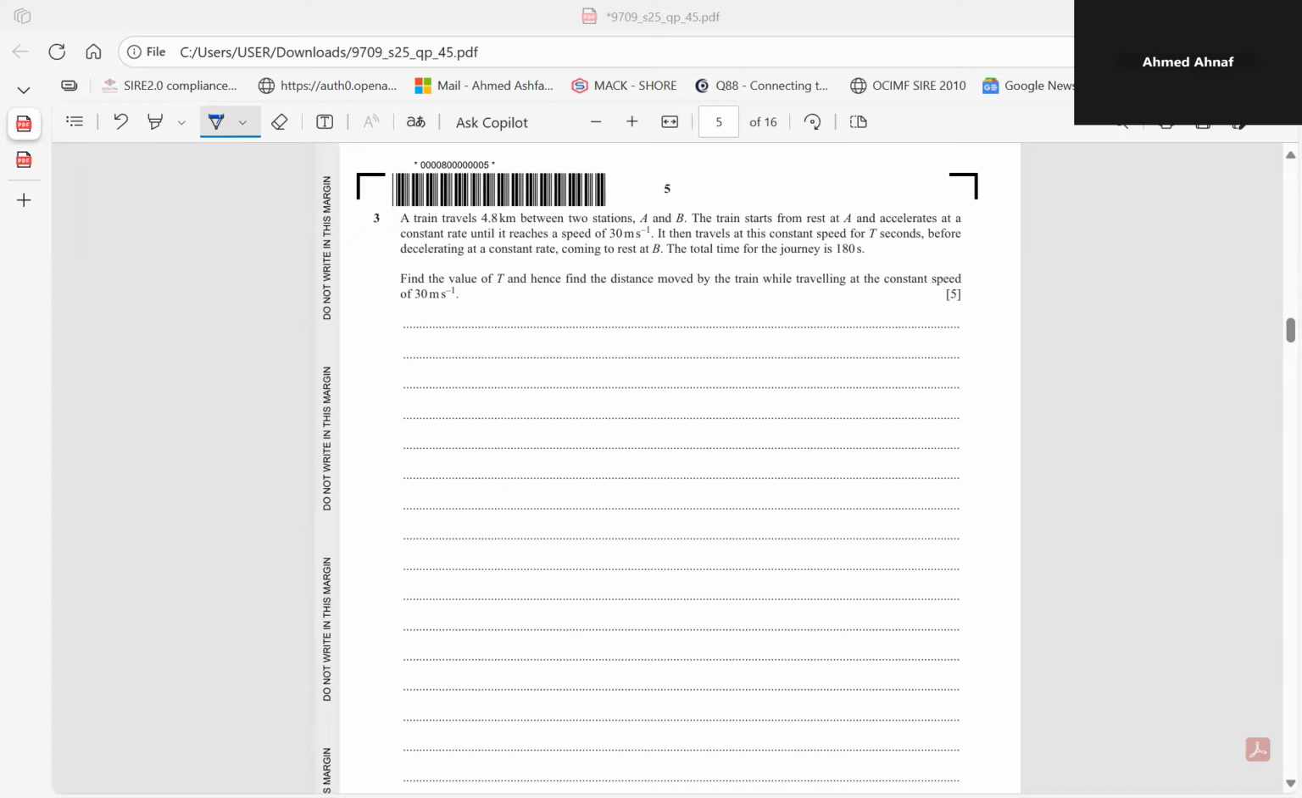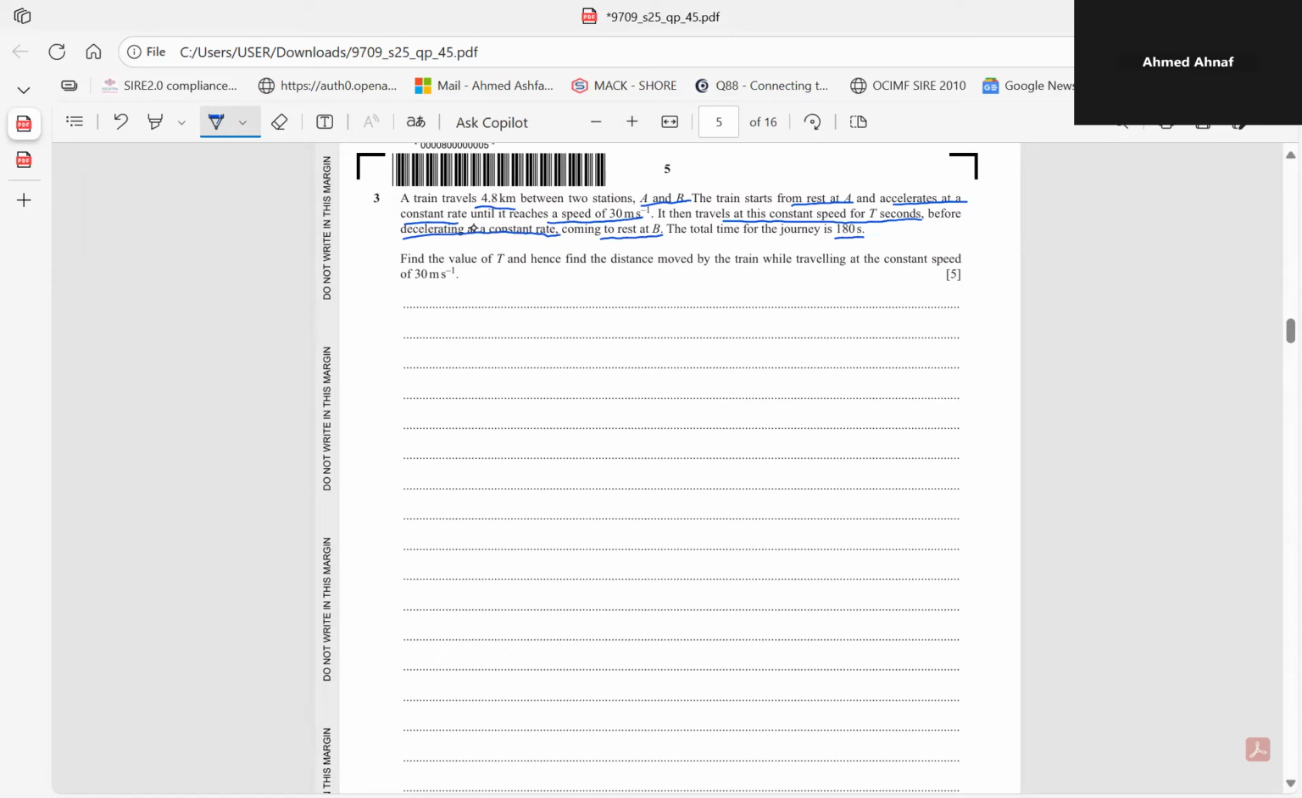Okay, so for this question, we're told that a train travels 4.8 kilometers between two stations A and B. The train starts from rest at A and accelerates at a constant rate until it reaches a speed of 30 meters per second. It then travels at this constant speed for t seconds before decelerating at a constant rate, coming to rest at B. Total time for this journey is 180 seconds. Using all this, you have to find the value of t and hence find the distance moved by the train while traveling at a constant speed of 30 meters per second.